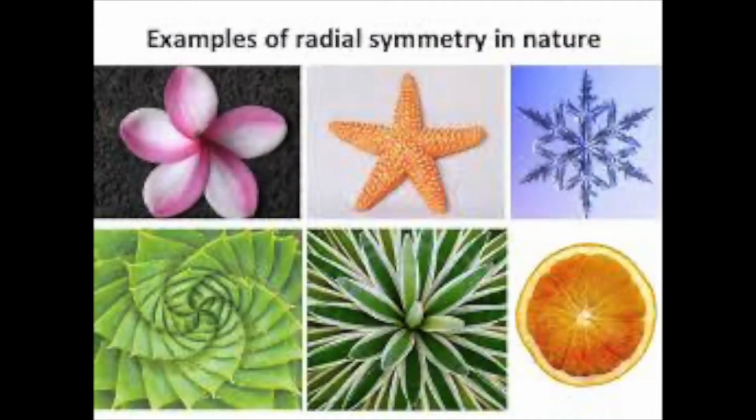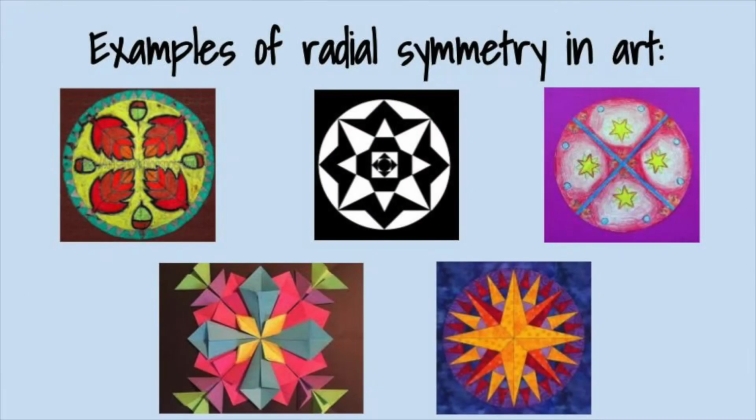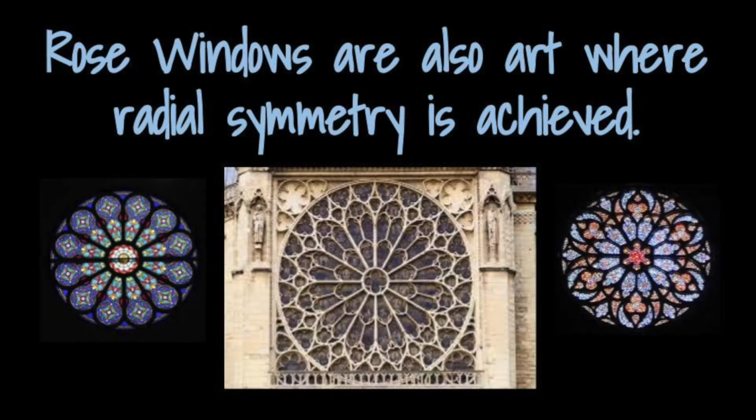Here are some examples of radial symmetry in nature. Take that orange, for example. If I pretend that it is a pie, I could slice it just like a pie and I would have equal pieces. The same is true for all of these objects. And radial symmetry in art might look something like this, or like the rose windows we are about to create.